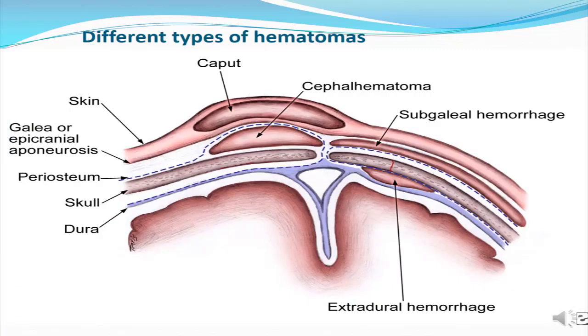And this is the figure that shows the different types of hematomas. The first thing is the caput, which is a fluid collection, this is not blood. And then we have the cephalhematoma under the periosteum, and we have the subgaleal hemorrhage under the epicranial aponeurosis, and then we have the extradural hemorrhage here.